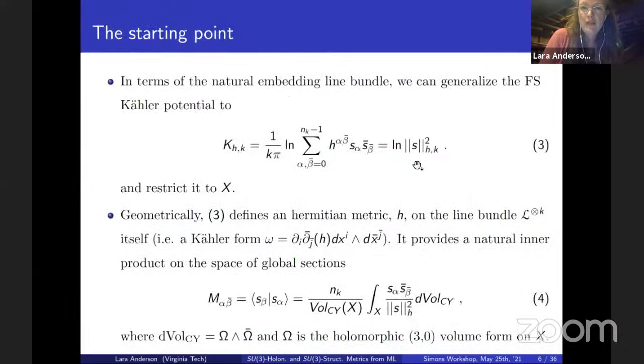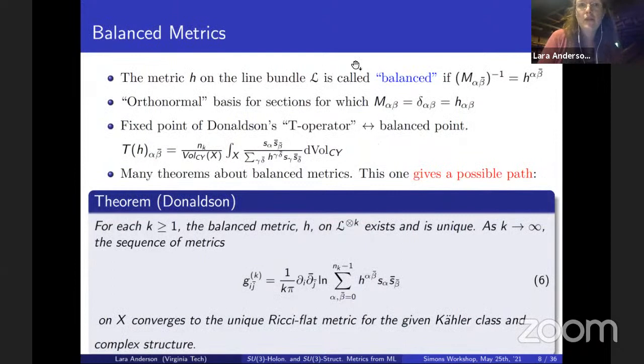So, and H is the guy that appears in here. So if M inverse is equal to H, then the metric is called balanced. This is the idea behind Donaldson's T operator, which is that the T operator can be iterated in order to find this balanced point. There's many theorems about balanced metrics, and this one, as was reviewed yesterday, is a crucial one.